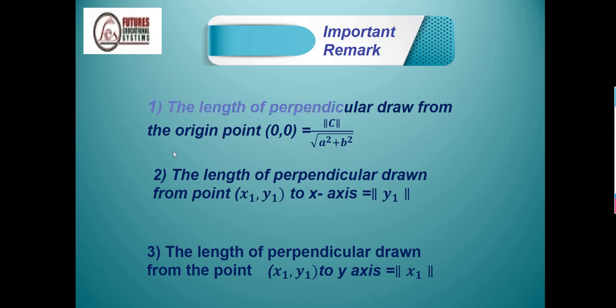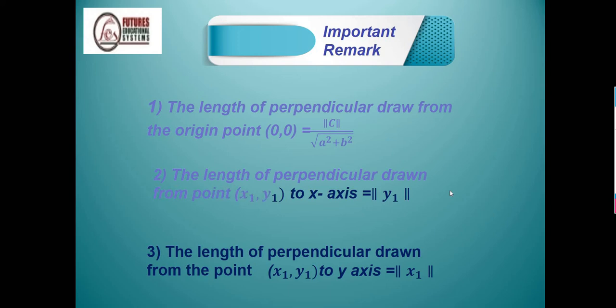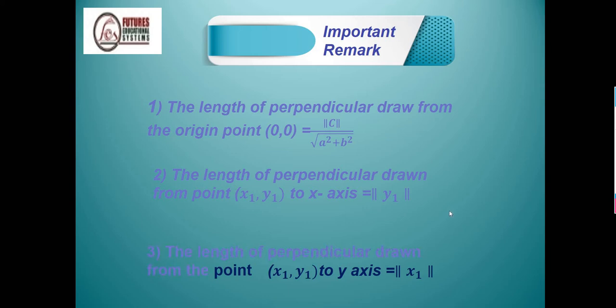The length of perpendicular drawn from the origin point 0, 0 is modulus c over square root of a power 2 plus b power 2. The second remark, the length of perpendicular drawn from the point x1, y1 to the x-axis equals modulus y1. The third one, the length of perpendicular drawn from the point x1, y1 to the y-axis equals modulus x1.